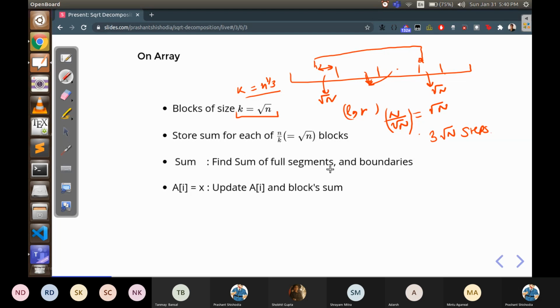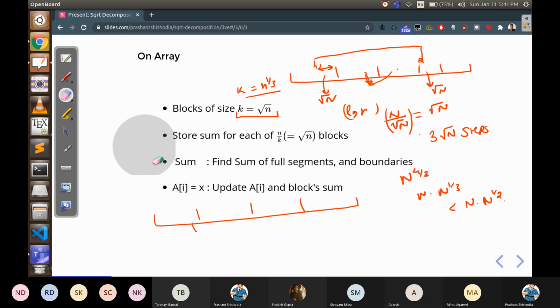We don't need this decomposition. We do not need to decompose it into square root n blocks and store the sum for each. So we will tweak our algorithm a little bit, similar to the square root algorithm, and we will do it in n raised to 4 by 3. That's n into n raised to 1 by 3, and that's obviously better than n into n raised to 1 by 2, right? So we'll do it later.